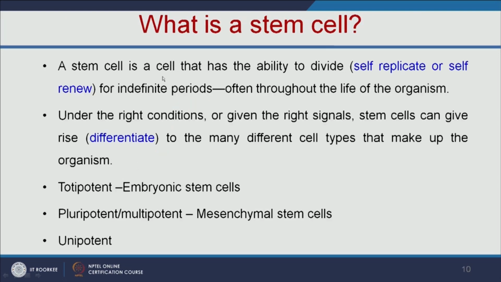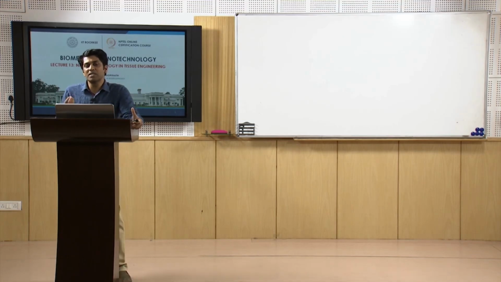So what is a stem cell? It is a cell which has the ability to divide for indefinite periods, and it can often do so throughout the life of the organism. In simple terms, you can think of it like a seed. From the seed you will get the plant, from the plant you will get the flower, and again the fruit and seed.